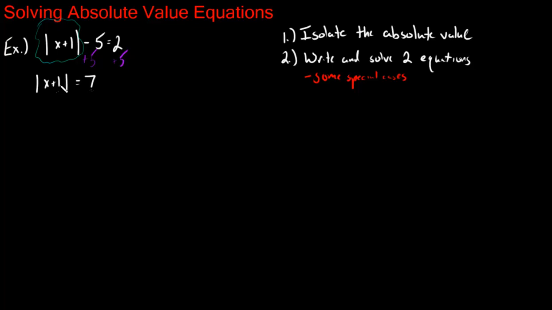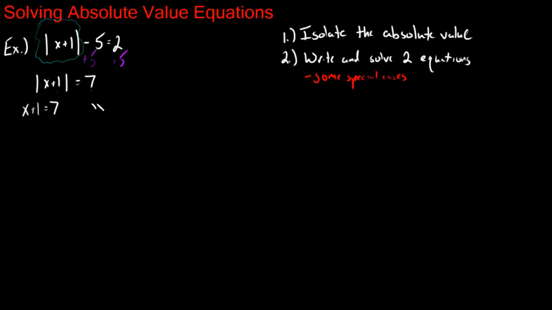So the inside of the absolute value could become 7, because the absolute value of 7 is 7, it works. So the inside, x plus 1, could be 7, because if x plus 1 is 7, the absolute value of 7 is 7. It checks out. So that's going to be one of my equations.